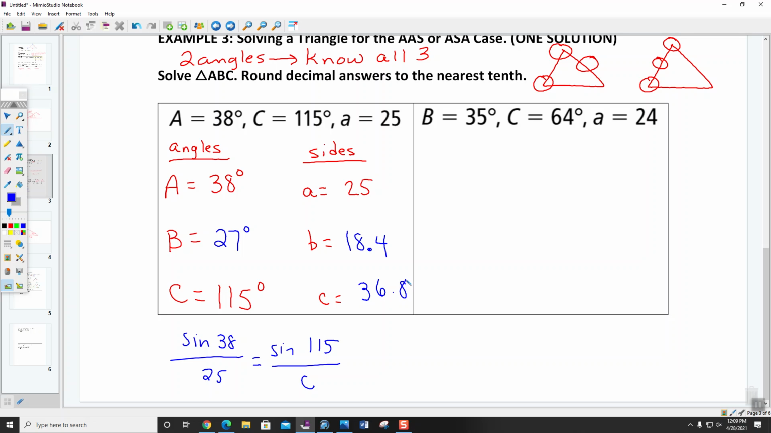So I want you guys to try this next one on your own. Make sure you're good with this. So we've got angle A, angle B, angle C. What angles do we know, kids?